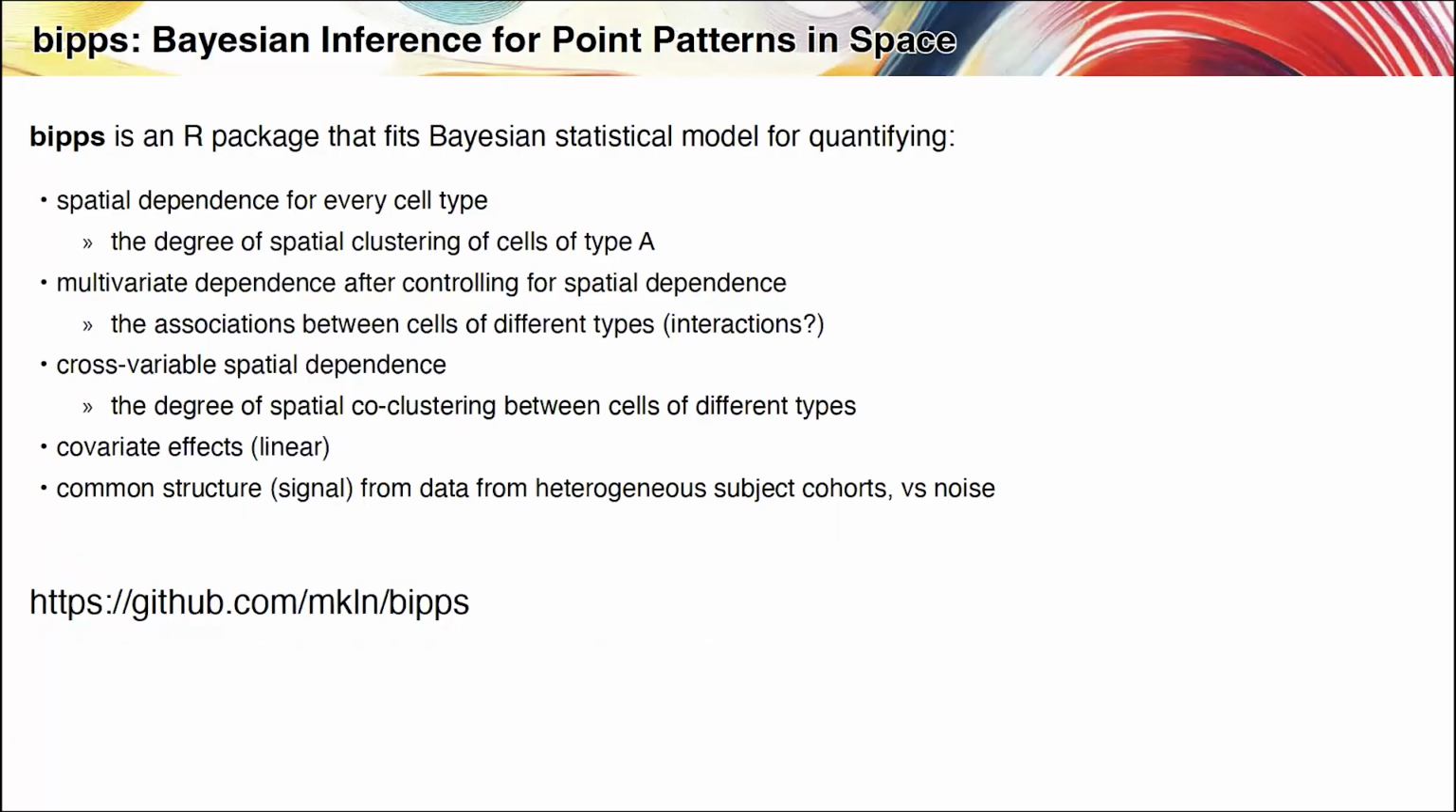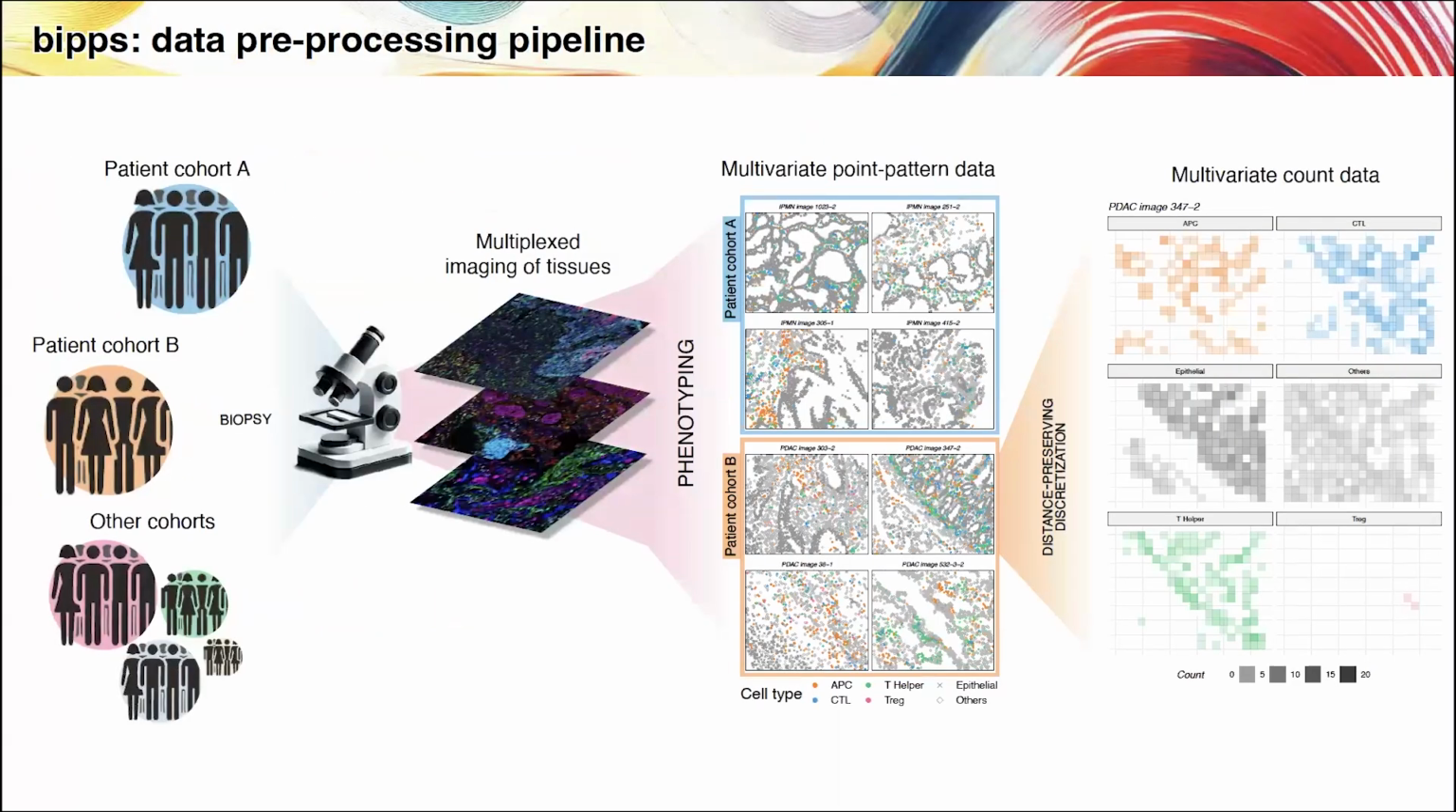Good. And so BIPS is the software package that does all of this. All of the things that I've mentioned, you can do with BIPS. So it will quantify the spatial dependence of every cell type. It will quantify the multivariate dependence after controlling for spatial dependence, and it will quantify cross-variable spatial dependence, and it will do covariate effects in some form. I mean, not all of the possible ways. That is kind of the future plans. And then essentially the idea is that we'll find some signal relative to noise. And you can find this on GitHub. It's in our package. So let's go to the application, right?